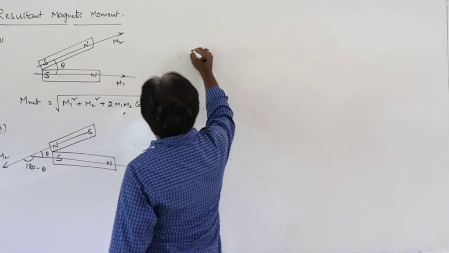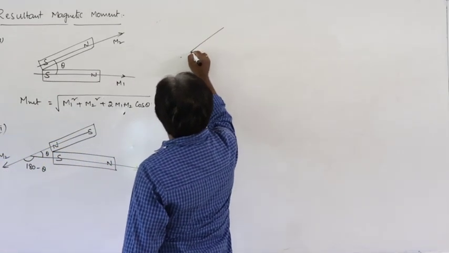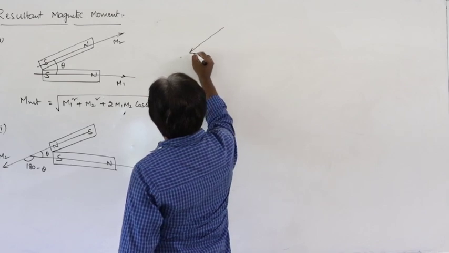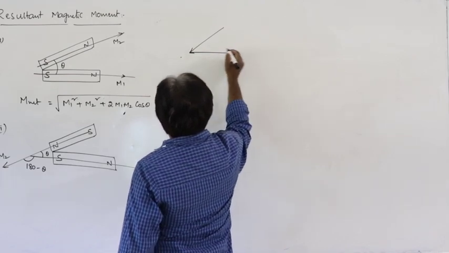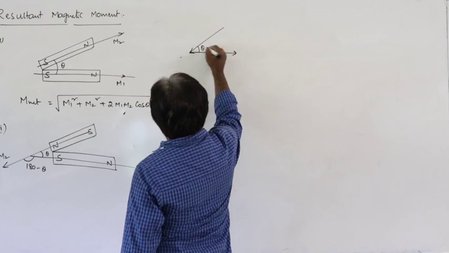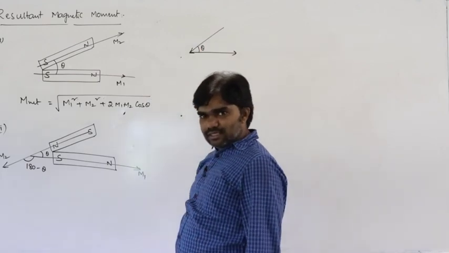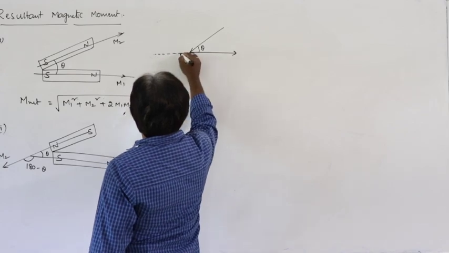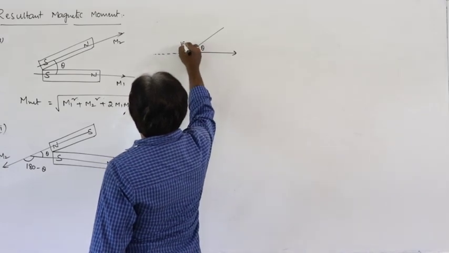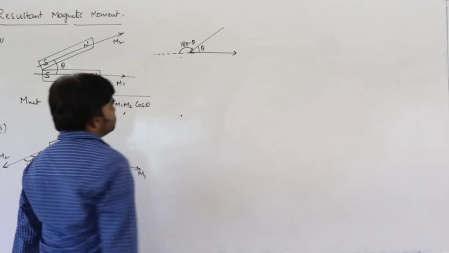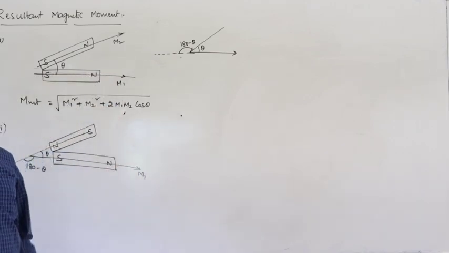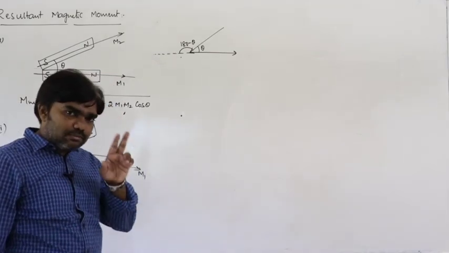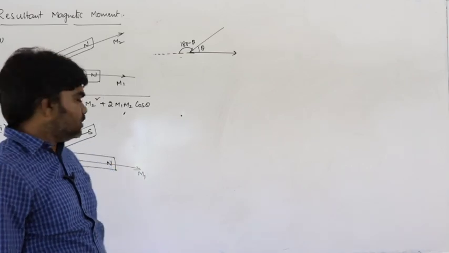So let's see here, let us say these are the two vectors like this. If the angle is given as theta like this, but that is not the angle. This vector must be extended in this direction. Now we must measure the angle here, that is 180 minus theta. That is the actual angle. So angle between two vectors means that must be measured between two initial points.